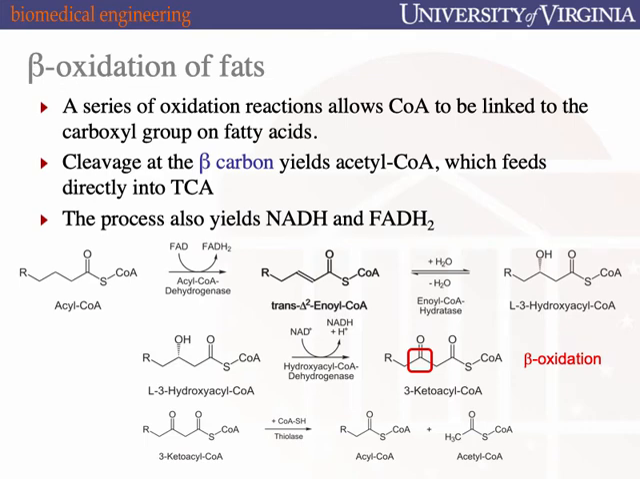So to summarize, if you have a long chain fatty acid, from the carboxylic acid end, it gets broken down 2 carbons at a time through this process of beta oxidation, yielding reducing equivalents of NADH and FADH2, as well as 2-carbon acetyl-CoAs that can be metabolized by the TCA cycle, like we saw earlier today.